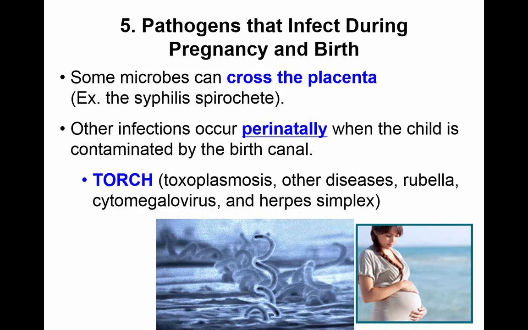Now, the pathogens that can enter by pregnancy and birth. There are some microbes that can cross the placenta, specifically syphilis, and that's why usually doctors will test for these things if a woman is pregnant, because they may even opt to do a C-section to keep the baby from having to go through the birth canal. But you do need to remember TORCH, which stands for toxoplasmosis, other diseases, rubella, cytomegalovirus, and herpes simplex. These can all cross the placenta and cause problems for the newborn.